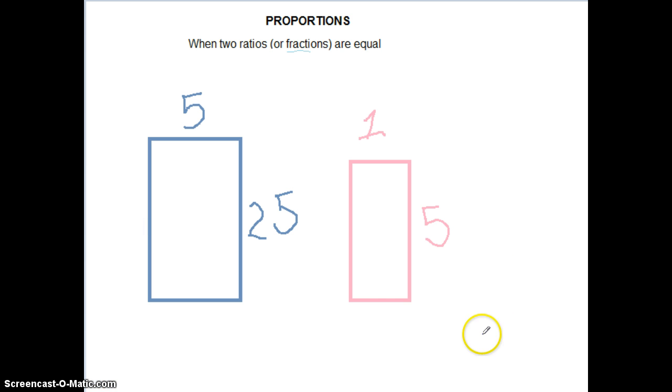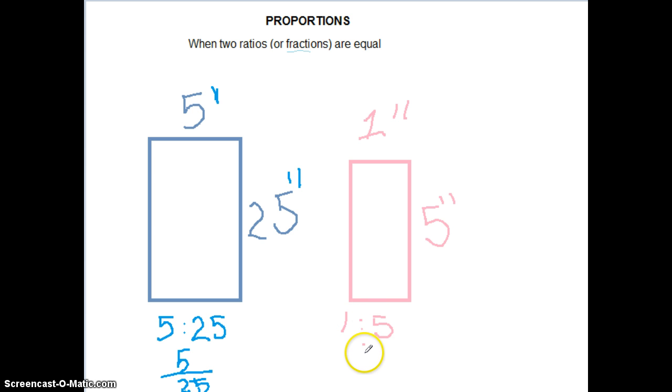Then essentially, to make a ratio for this one, for every 5 inches in width, there are 25 inches in length. So that again is a ratio of 5 to 25, or in fraction form, 5 over 25. The same thing goes over here. For every 1 inch in width, there will be 5 inches in length. So that would be a 1 to 5 ratio, or 1 over 5.